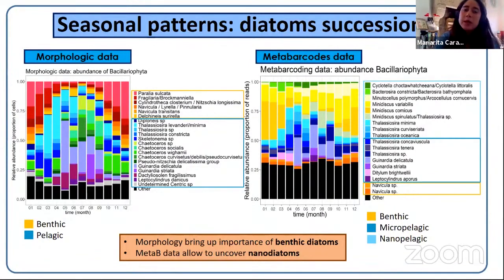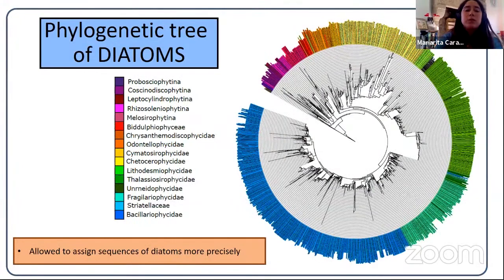That's why we first built a reference tree of diatoms in which we would like to place those sequences in the future to have a better assignation. But for now, this tree has served just as a reference tree in order to correct our manual assignation and to correct also all the sequences that are present in GenBank that sometimes are wrongly assigned.